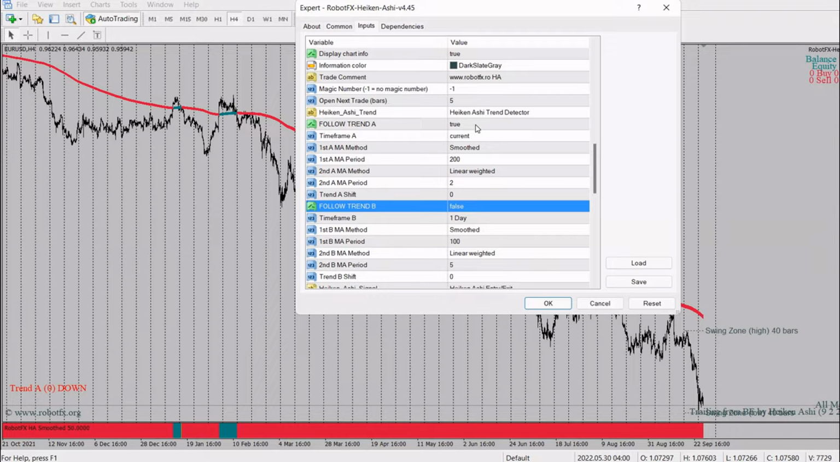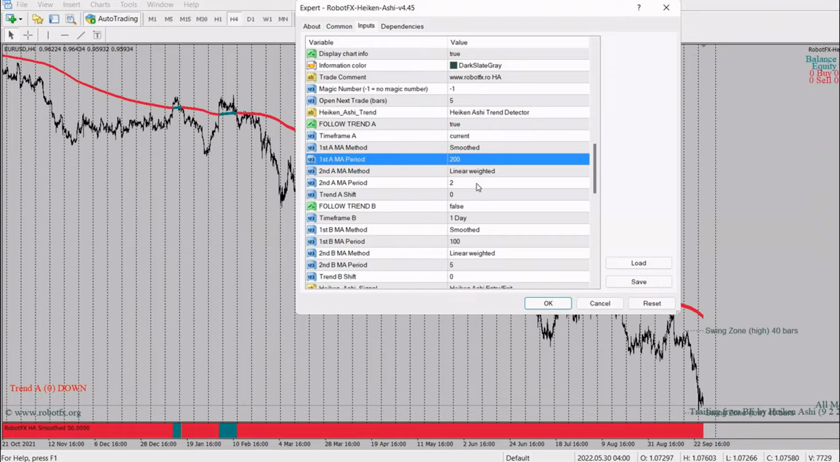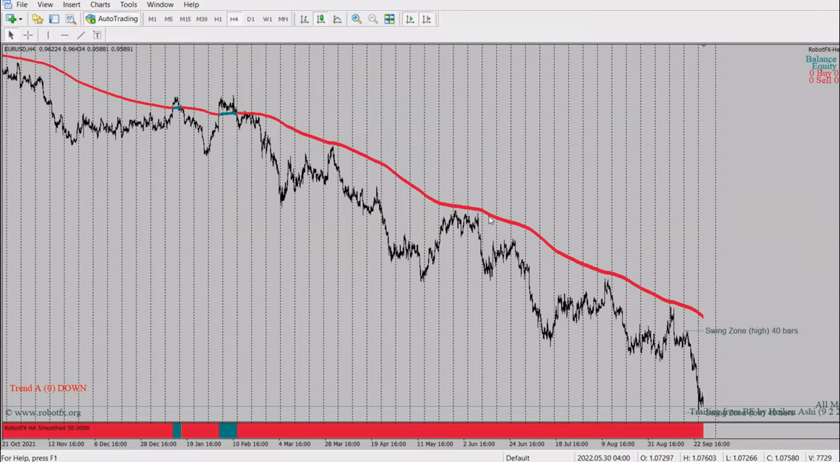Now, back to our settings. I'm using the same settings as the indicator on the current chart, which were smoothed moving average 200 and second moving average linear 2. I don't care about the shift too much, so leave it at 0. And now the expert advisor knows to trade according to this trend. So it will only be allowed to sell if the Heiken Ashi candles from the trend detector are red. However, I don't need this indicator on the chart. I can safely delete it.